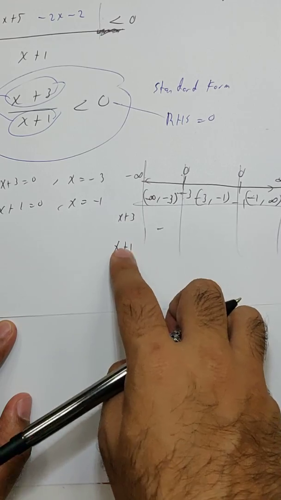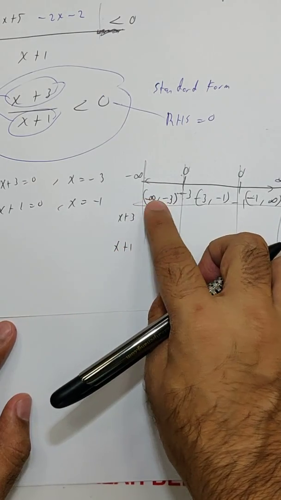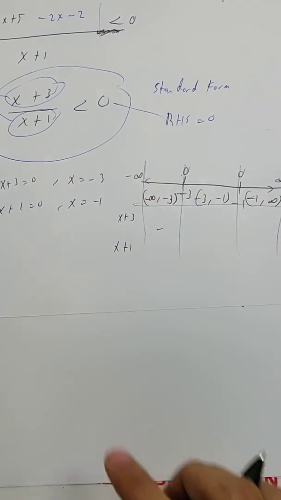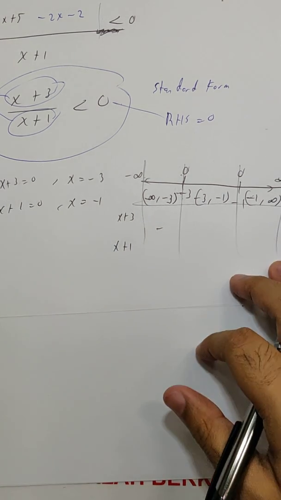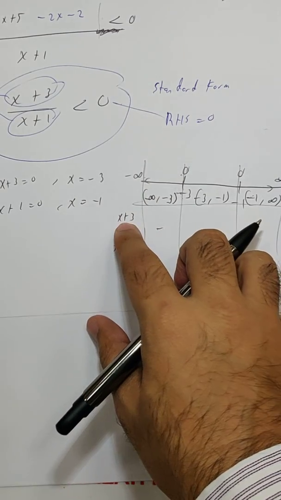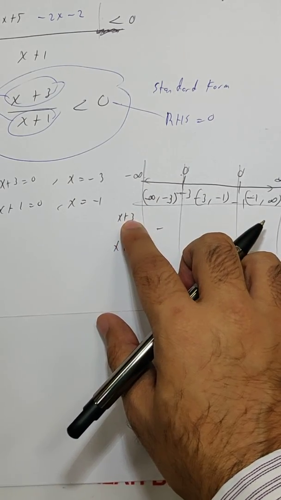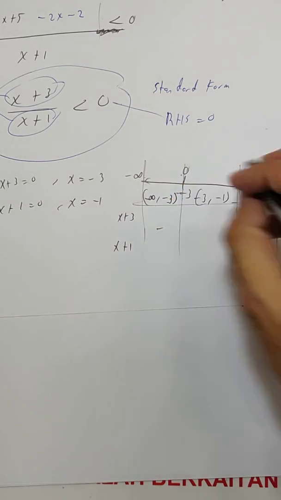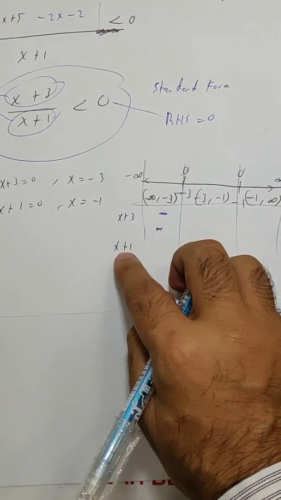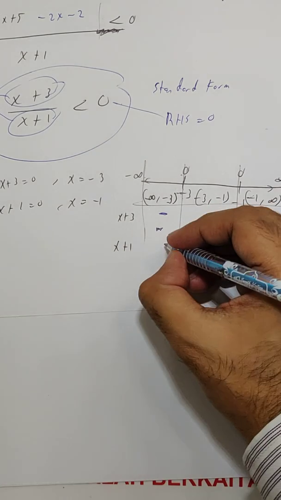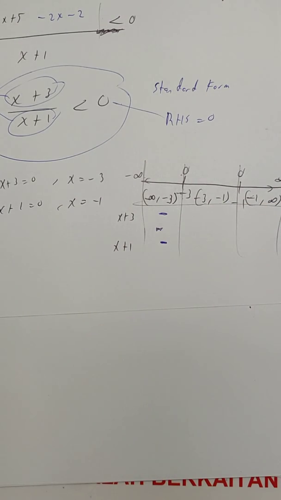So now x plus 3, x plus 1. We choose one number from negative infinity until negative 3. Let's take a bit extreme, let's take negative 5, or negative 10. Don't choose the one that's near. So negative 5 plus 3, negative or positive? We put negative here. Negative 5 plus 1, negative. You guys okay?